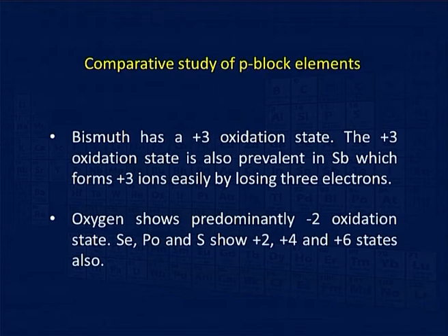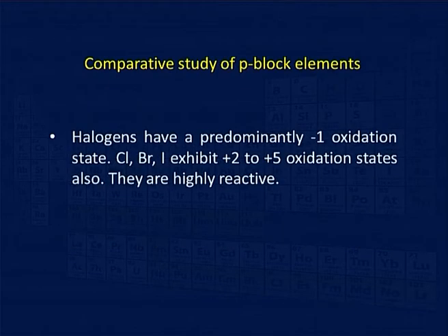In the next group of chalcogens, oxygen shows predominantly the -2 oxidation state, while selenium, polonium and sulfur show +2, +4 and +6 states also. Halogens have a predominantly -1 oxidation state. I am talking about the 17th group. Chlorine, bromine and iodine exhibit +2 to +5 oxidation states also, in addition to the -1 oxidation state, and all of them are highly reactive elements. Let us discuss the hydrides, oxides and halides of these p block elements.